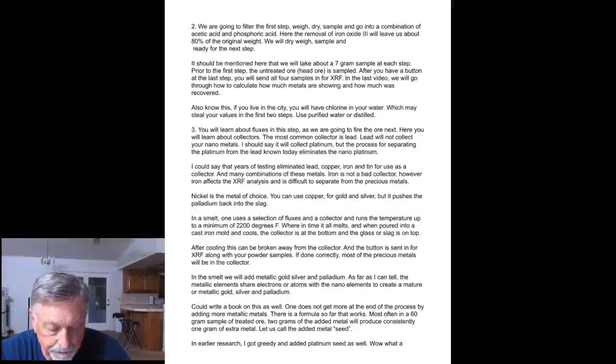Third step. Number 3, you will learn about fluxes in this step, as we're going to fire the ore next. Here you will learn about collectors. The most common collector is lead. Lead will not collect your nanometals. I should say it will collect platinum, but the process for separating the platinum from the lead known today eliminates the nanoplatinum.